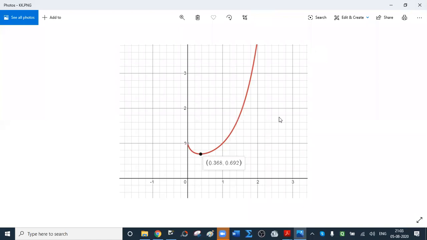See, this is the graph of the function y equal to x raised to x, for x greater than 0. Now, which is this point? X coordinate is 1 upon e. e is basically 2.718, so 1 upon e comes out to be 0.368. The rest comes out to be this. See, it is decreasing from 0 to 1 upon e, and from 1 upon e to infinity, it is increasing. I hope you understood this.